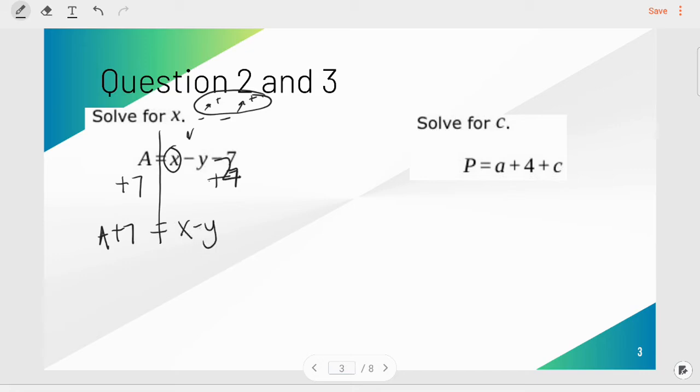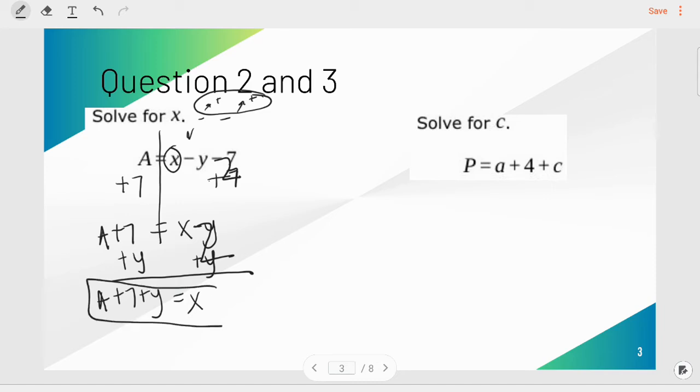How do you get rid of minus y? I'm going to add y. Now you might ask, well, where do you know to add y underneath the a underneath the 7? It doesn't matter because, as you can see, none of them combine, none of them are like terms. So I'm just going to write them all separately anyway. And that's my answer. a plus 7 plus y equals x.